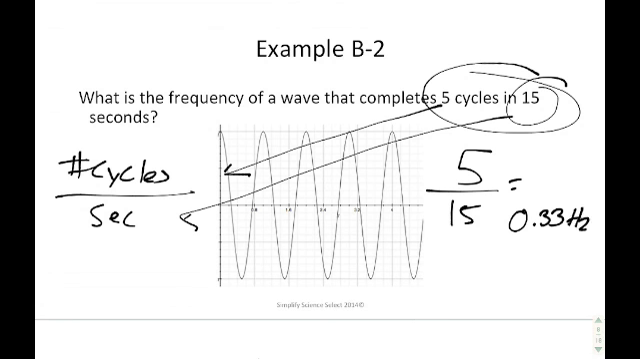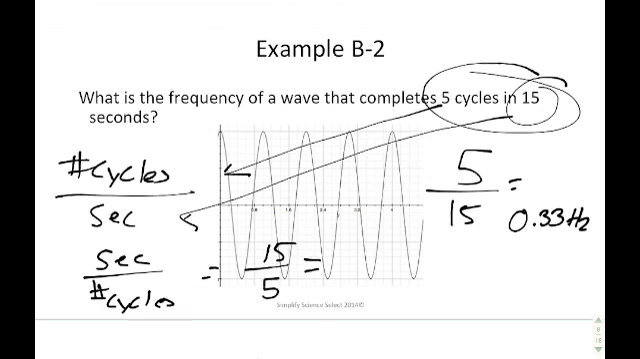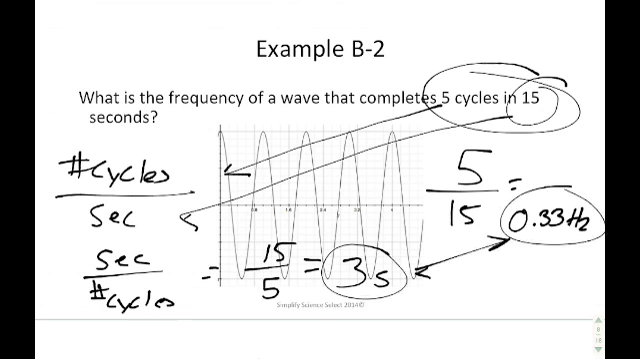If I was trying to find the period of the wave, or how long it would take to do one wave, I would do seconds divided by number of cycles, which in this case would be 15 divided by 5, or 3 seconds. And if you look, these two things are inverses of one another, just like we said they would be in the formula. So just recognize the fact that as frequency goes up, period goes down, and they're inverses of one another. So if one's 10, the other one's 1 over 10.